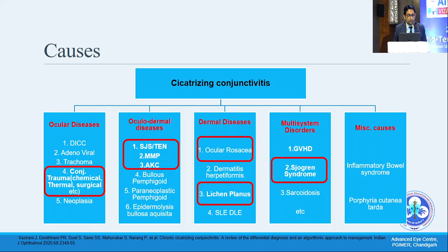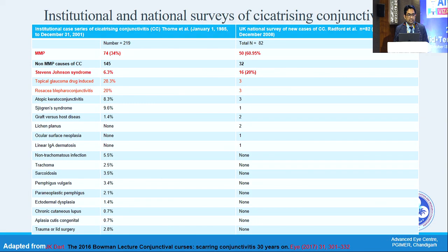Other disorders like ocular rosacea and lichen planus sometimes lead to cicatricial conjunctivitis occasionally. There are some other autoimmune diseases like Sjogren's syndrome and Graves' disease that may lead to cicatricial conjunctivitis. If we see the total epidemiology of cicatricial conjunctivitis, there are only two large studies, one from the US and another from the UK. These studies reveal that the most common cause is mucous membrane pemphigoid, and among the known causes, Stevens-Johnson syndrome and drug-induced cicatricial conjunctivitis remain the number 2 and 3 causes. Other causes like lichen planus and Sjogren's syndrome also contribute, but very little.